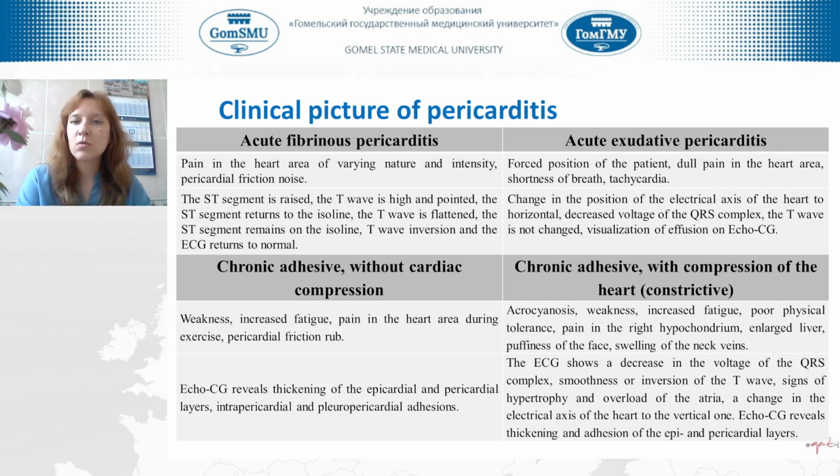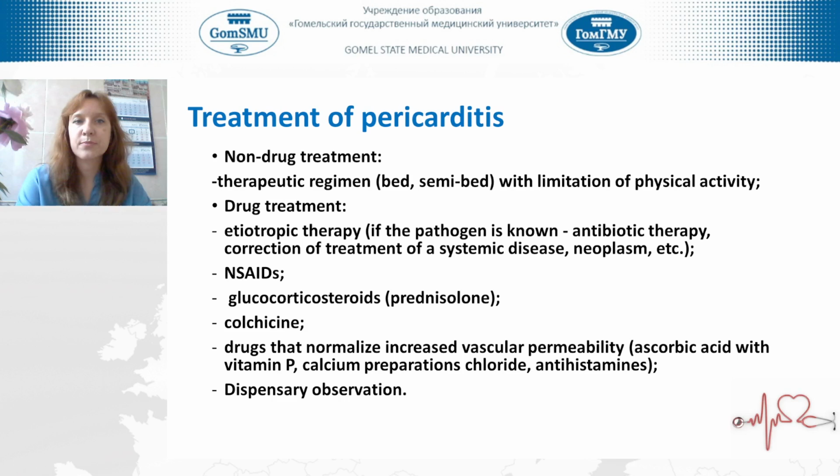Acute cyanosis, weakness, increasing fatigue, poor physical tolerance, pain in the right hypochondrium, enlarged liver, puffiness of the face, swelling of the neck veins. The ECG shows a decrease of the voltage of the ECG complex, smoothness or inversion of the T wave, signs of hypertrophy and overload in the atria, and changes in the electrical axis of the heart. Echo CG reveals thickening and adhesion of the epicardial and pericardial layers.